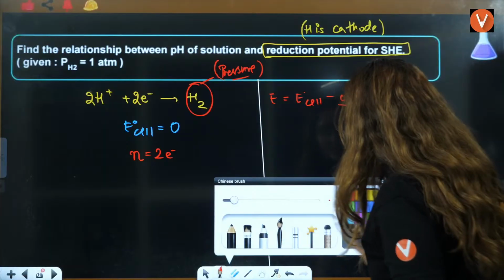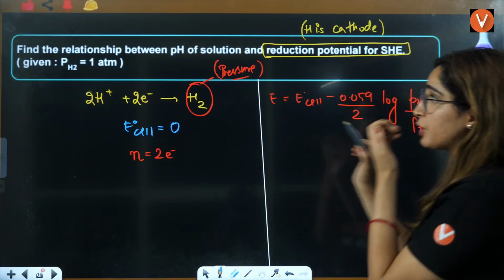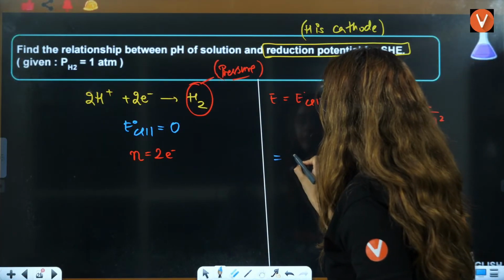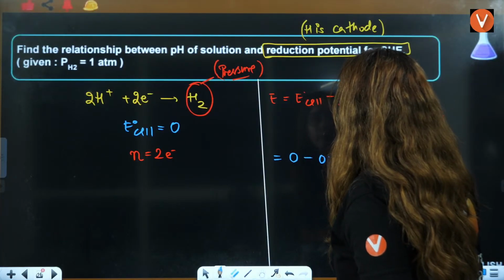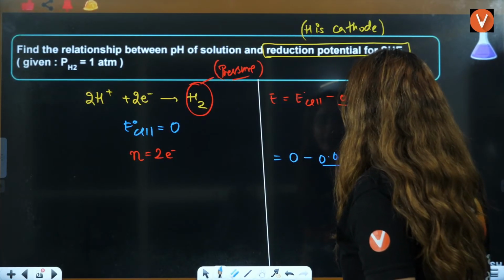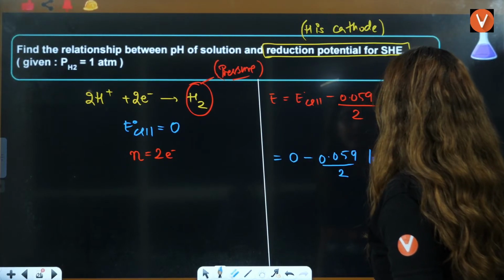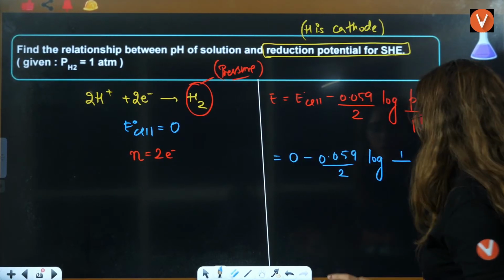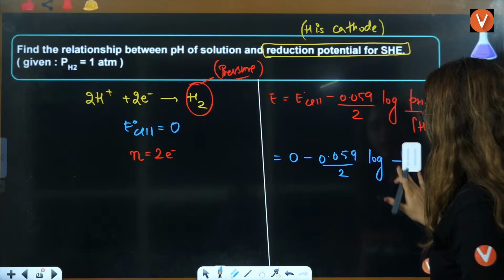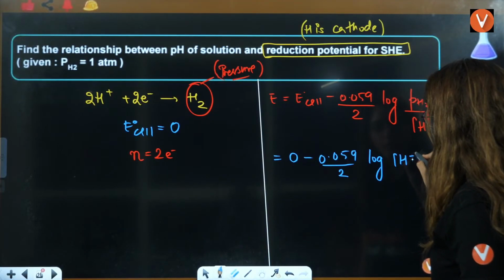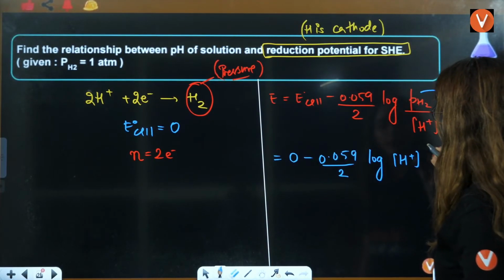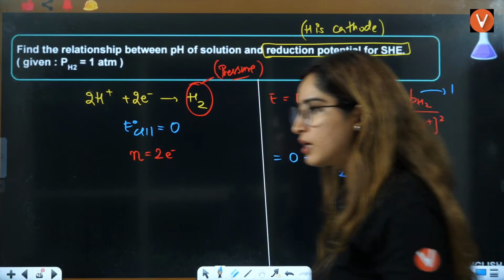Now, what is the value of pressure given to you? That is given to be 1. So you will solve it. 0 minus 0.059 divided by 2 log base 10, this is 1 over H positive squared. H positive concentration you don't know. So this will be 10 raised to power minus 2. Right?